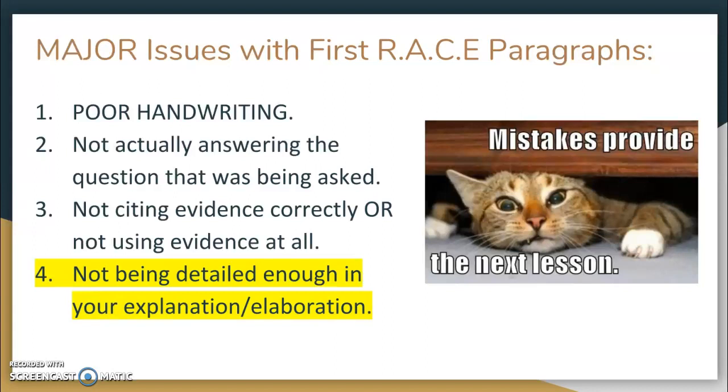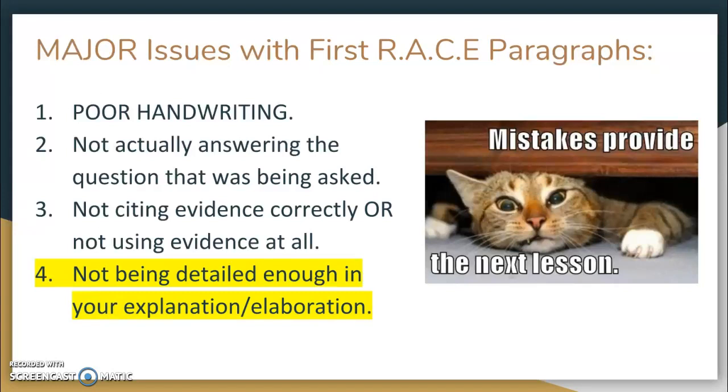Last but not least, not being detailed enough in your explanation or your elaboration. This is mainly in the E part of your response. You have to go above and beyond, and you have to explain why your point is important. You can't just restate your R and your A either. You can't just restate the question that you restated and your answer. You have to go into depth. You have to make connections. Why is your answer important? How does it affect the reader? What should we learn from the text? These are the things you have to do to go above and beyond.